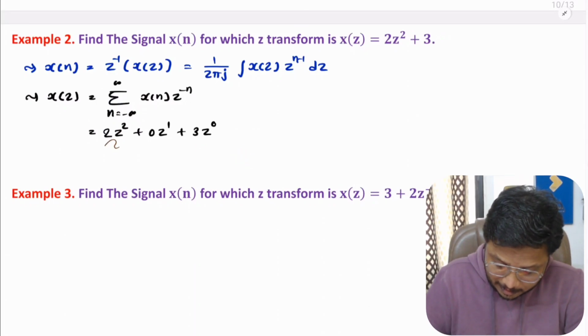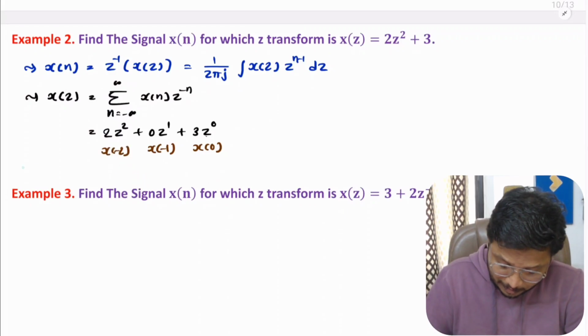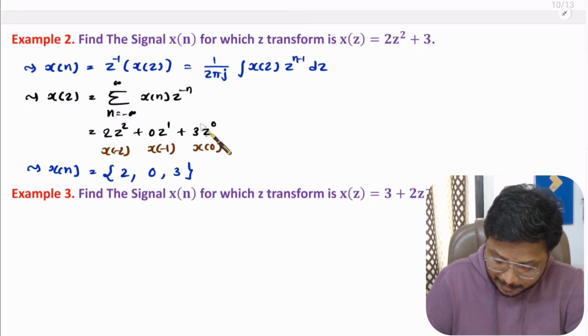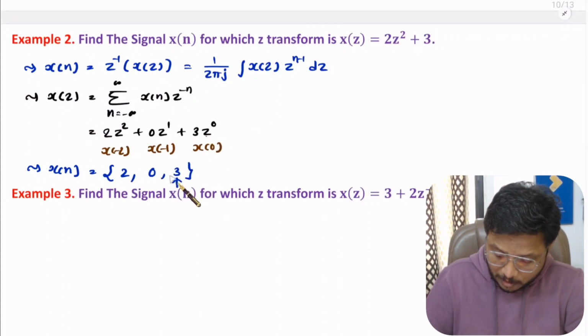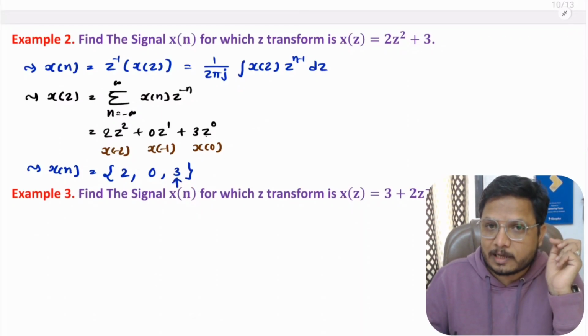Here at z to the power 0, we have coefficient x of 0. Then over here, we have x of minus 1. Then here we have x of minus 2. So if you identify x of n, then x of n has coefficients 2, then 0, then 3. And x of 0 is a reference, so here we need to show an arrow, right? So that is how simply we can identify the inverse Z transform.